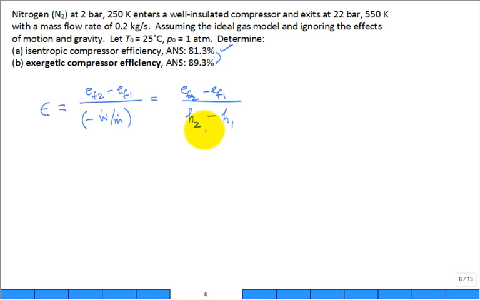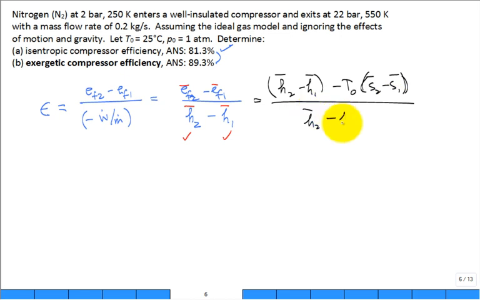Somebody says, oh, you didn't put the bars on this. Hey, guess what? We can put the bars on it all. Now it's on a per molar basis, no problem. And we just got these out of our tables. It's just I need to basically get EF1 and EF2. Well, let's work with it a little further. Is that H2 minus H1 minus T naught times S2 minus S1, bar, bar, bar, bar? And then we divide by H2 bar minus H1 bar.